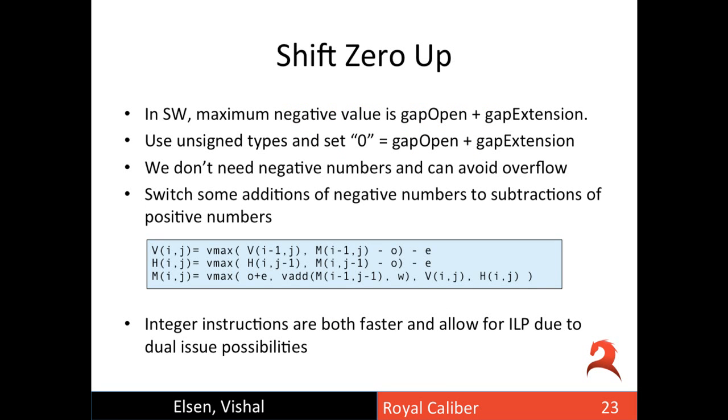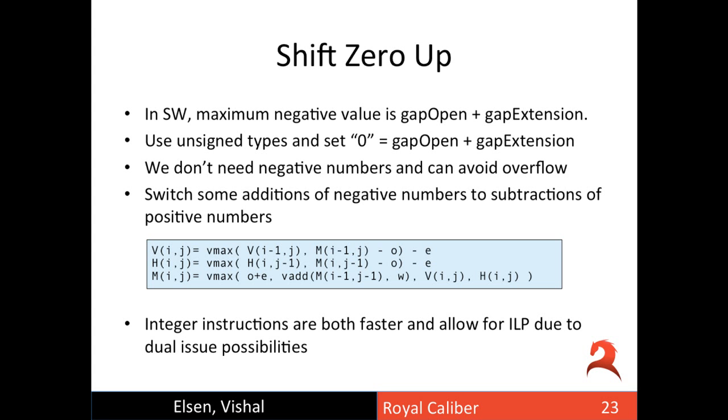And then the final component in speeding everything up is that normally in Smith-Waterman, 0 is the baseline level, the gap open and extension scores are negative, and the weight can be either positive or negative. So what we do here is we shift 0 up by the maximum negative value, which in Smith-Waterman is the gap open plus the gap extension score. And then we make the gap open and the gap extension positive.